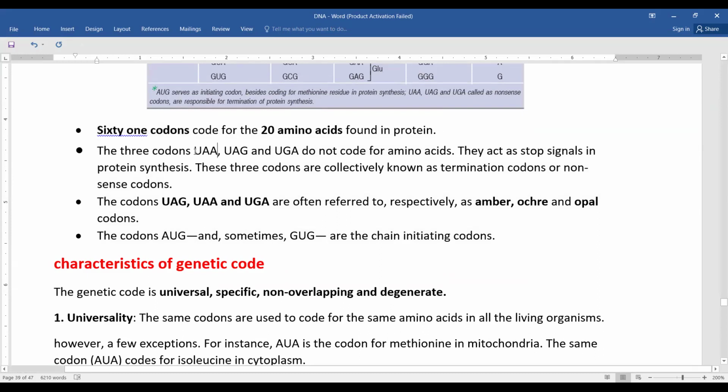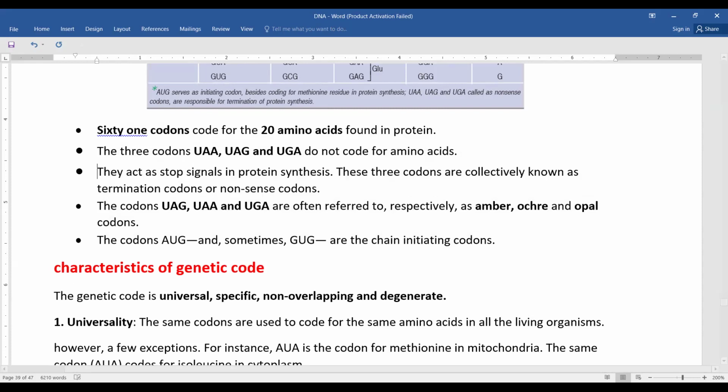The 3 codons UAA, UAG, UGA. Remember, this is very, very important. It was asked in our set also. UAA, UAG, UGA do not code for any amino acid, so they act as stop signals in protein synthesis. These 3 codons are collectively known as termination codons or nonsense codons.